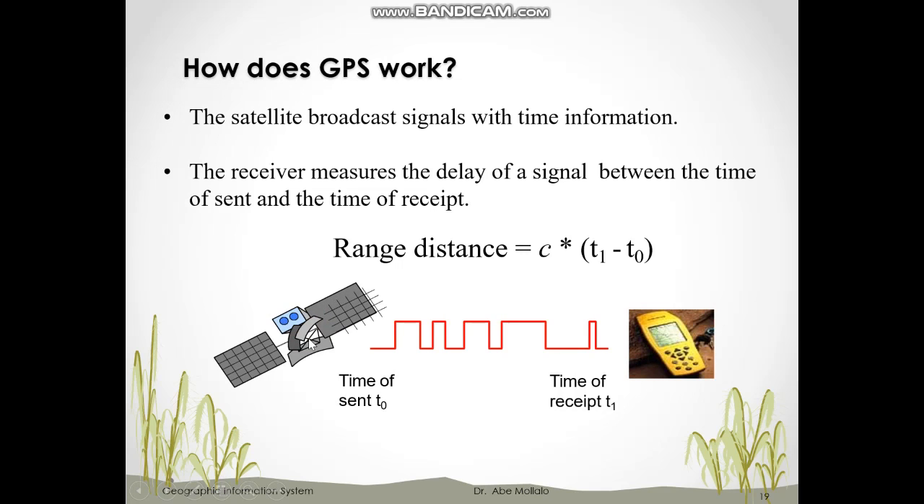If we take the difference between the time of receipt, which is T1, and the time of sending, which is T0, we have the duration. So we have the travel time of the signal from the satellite to the GPS receiver, and c is the speed of light, which is known, so we can get the range distance. So now everything is known. Plug them into the formula: speed of light times travel time, and you will have the range distance between the satellite and the GPS receiver.